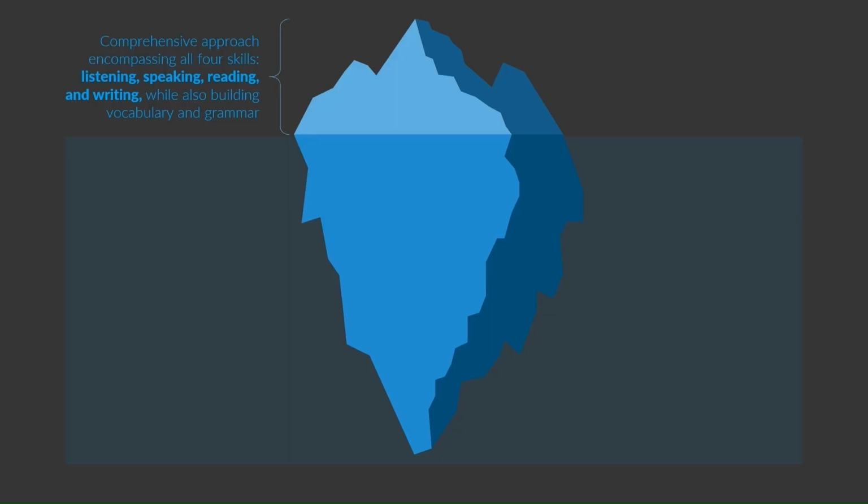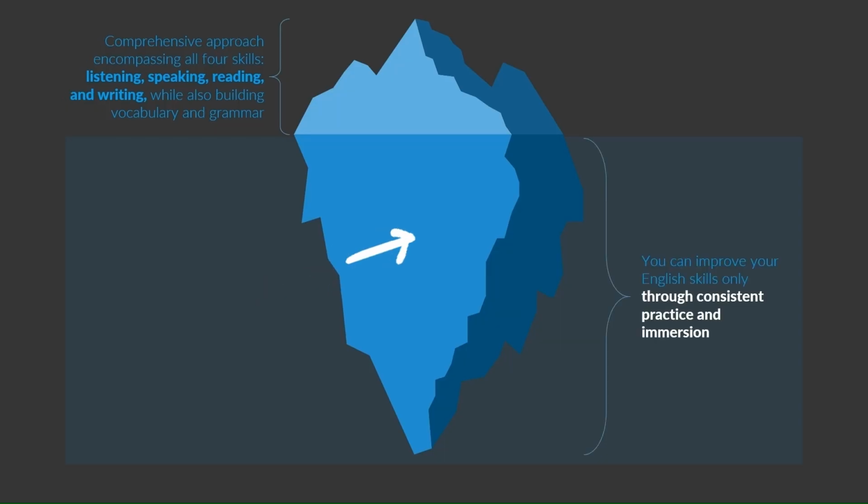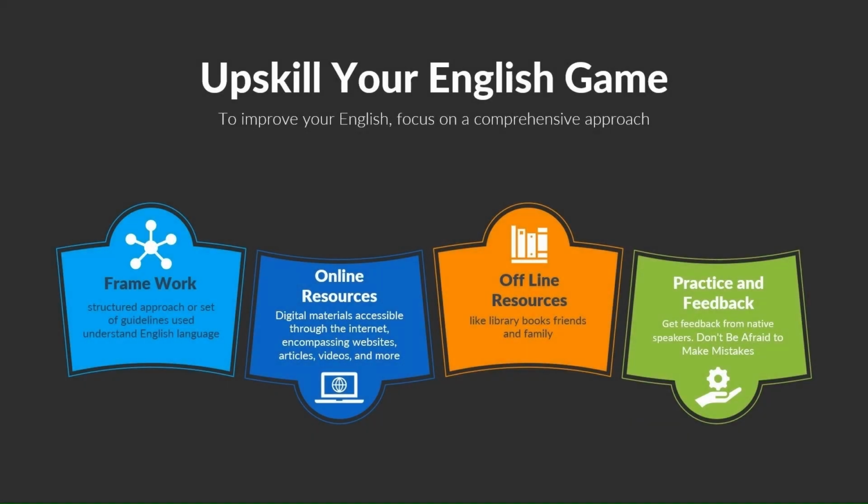While the tip is a comprehensive approach encompassing all the 4 skills, that is listening, speaking, reading, and writing, while also building the vocabulary and grammar, the humongous submerged part represents the consistent practice and immersion of the person. You can improve your English skills only through consistent practice and complete immersion. So let's see them in detail.